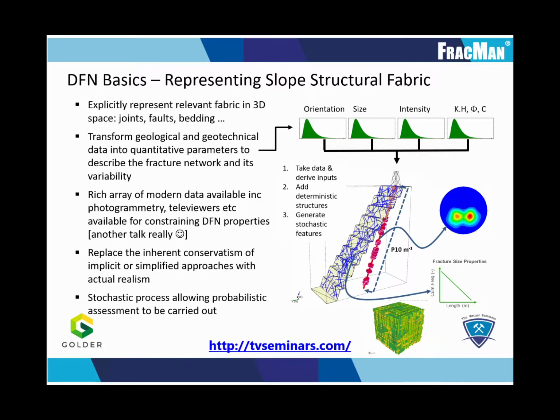As this is a stochastic modeling approach, we need to define the underlying distributions of these key geometric properties, namely orientation, size, and intensity, as shown here. But also, depending on your application, they might also include hydraulic or strength properties.